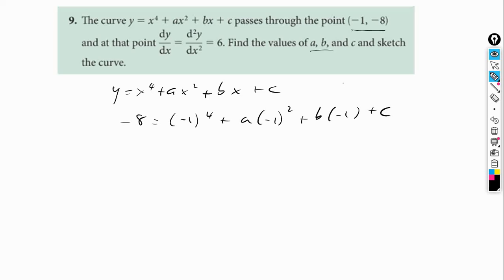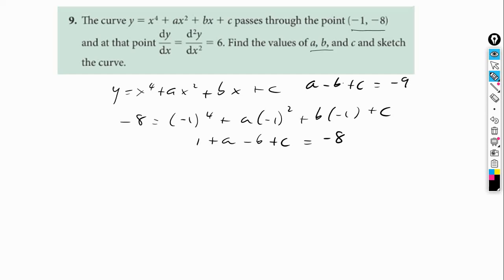So notice that we can expand this and rearrange it, and we end up with an equation. So this is going to be 1 plus a positive, minus b plus c is equal to -8. Therefore, I'm going to write the equation up here to the right. It's going to be a minus b plus c is equal to -9. The other two equations we're going to get from the derivatives.